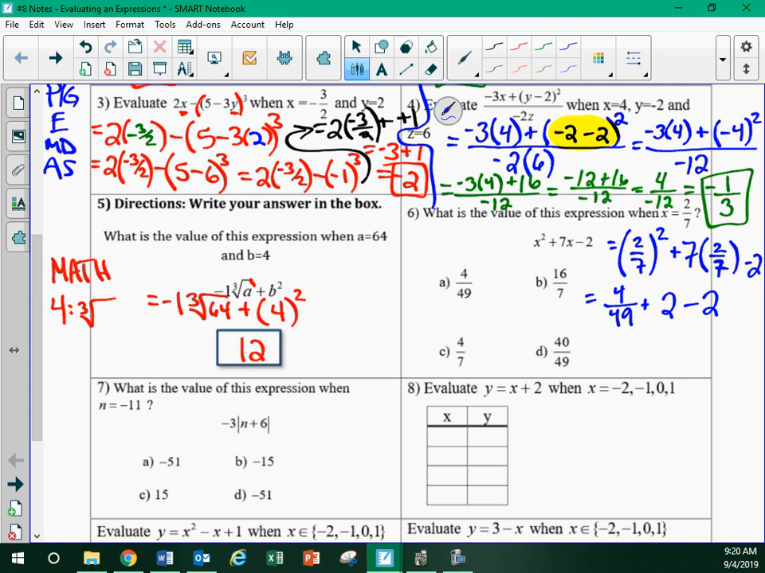Okay, so now we need to simplify. Notice it's adding and subtracting, right? So we want to just go left to right, but there's something really neat about this. What does positive 2 and negative 2 give you? 0. If I have 2 and then I take 2 away, you have 0. So this is actually just 0. What's 4 over 49 plus 0? 4 over 49. So you could actually type this into your calculator as you see it. I'll go and show you that.